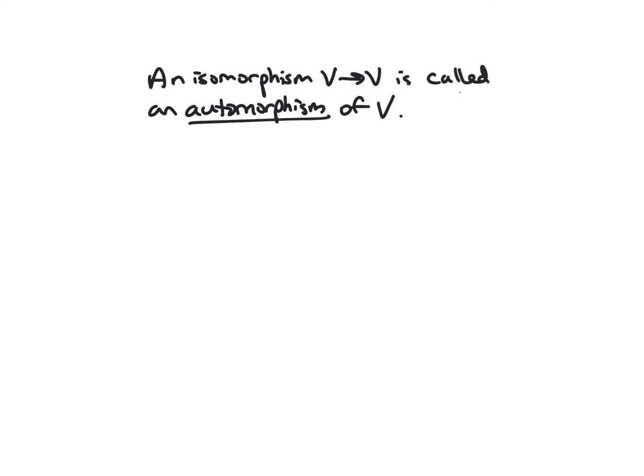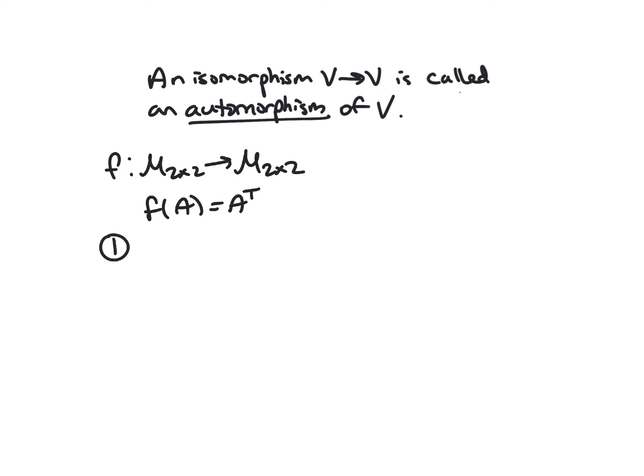So we're going to do one more example really fast here. An isomorphism from a space to itself is called an automorphism. So I wanted to look at the map from the 2x2 matrices to themselves, given by f of A is its transpose. And here really the 2 doesn't matter. It could be n by n. So first, is it bijective? Well, if f of A equals f of B, this means that A transpose equals B transpose. And then you could just take the transpose of both sides, right? This would mean that A equals B. So, yep, it's 1 to 1.